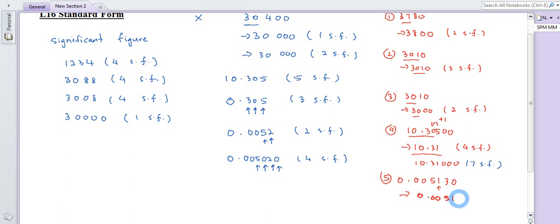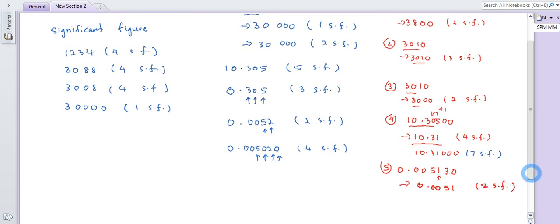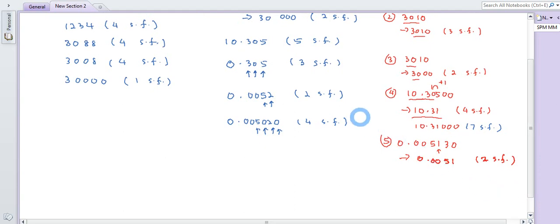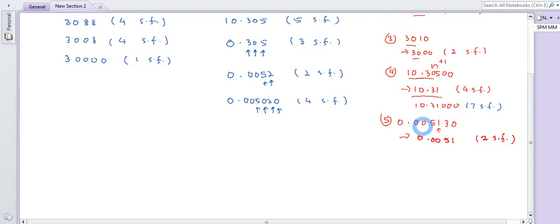0.0051. Okay, stop here. We cannot write the 20 here. So now we have two significant figures. Okay, so this one, no problem, right? Right, you say. So just now I said I want to give you one example. Maybe, okay, look at this one.